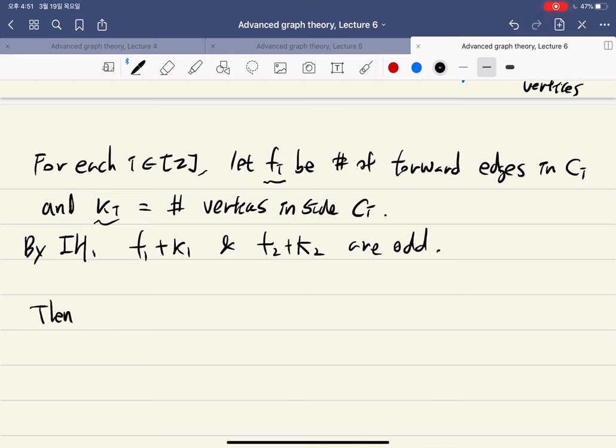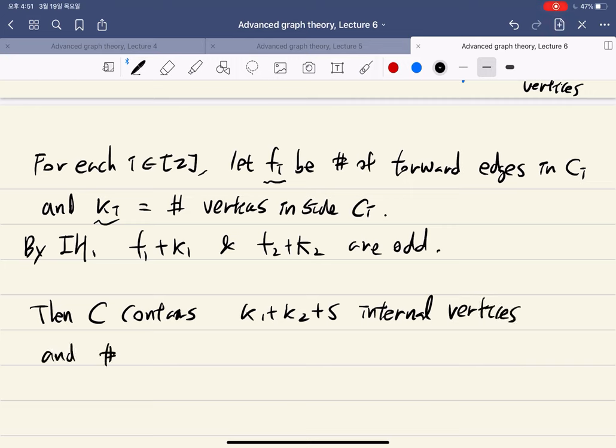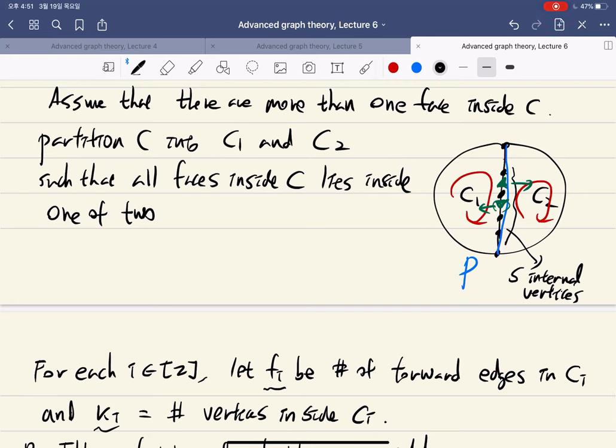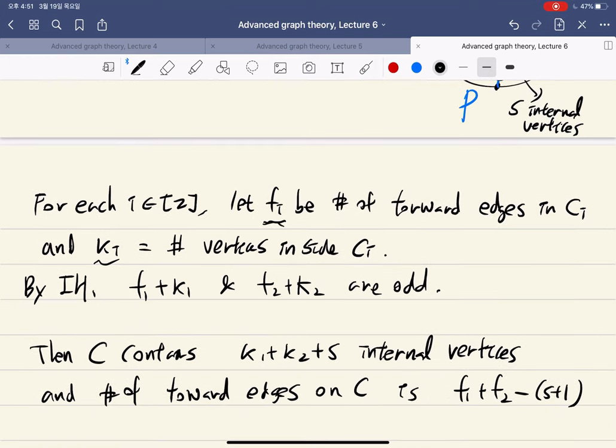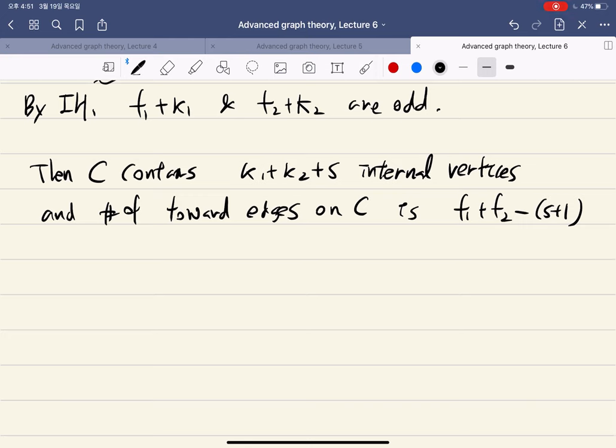So then C contains K1 plus K2 plus S internal vertices, and the number of forward clockwise edges on C is F1 plus F2 minus S plus 1. There are S plus 1 edges here, which are counted by exactly one of F1 and F2. So you subtract that.